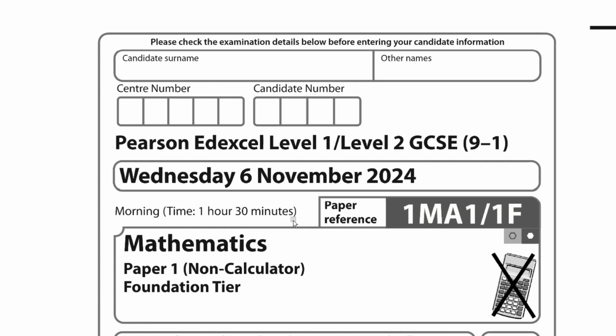This is the Edexcel GCSE 9-1 Maths Foundation Paper 1 from the November 2024 series, and this paper is a non-calculator paper.